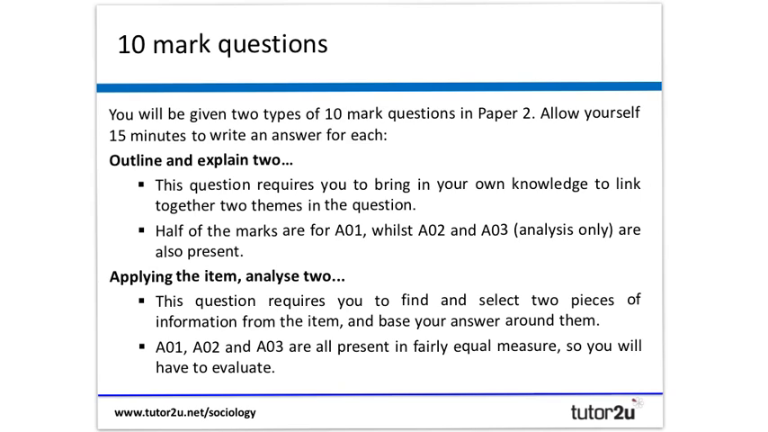Now, applying the item and analyse two is the next type of question. This question requires you to find and select two pieces of information from the item and base your answer around them. By doing so, all of the assessment objectives are being used. Particularly in focus here is AO2 because you're applying your own knowledge and information from the item. So you have to make sure that this is your priority and you're not neglecting what the examiner is giving you.